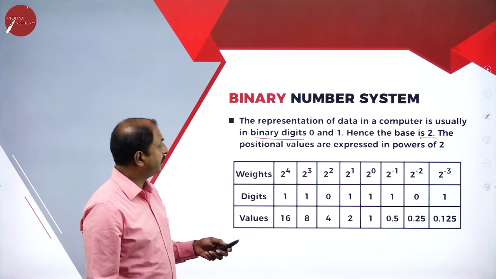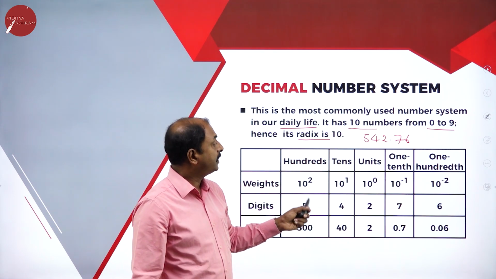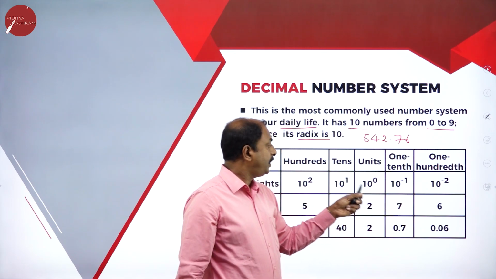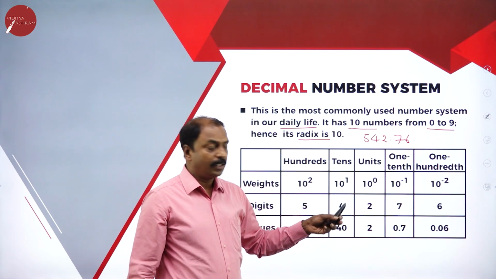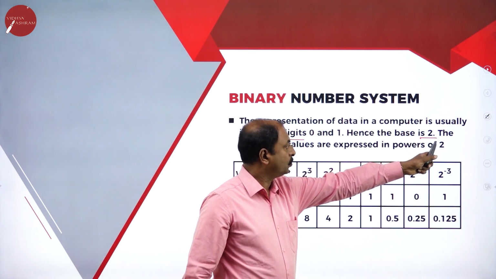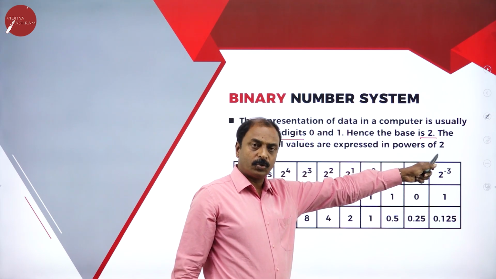In the previous example, the radix is 10. We express the positional value with 10 to the power of 1, 2, 3, and so on. So here in binary, the radix or base is 2, and we express the values in powers of 2.